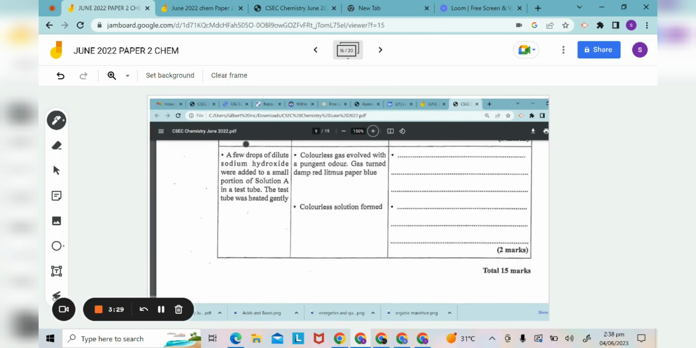It says now a few drops of dilute sodium hydroxide were added to a small portion of solution A in a test tube. So we added sodium hydroxide. Now the test tube was heated gently.